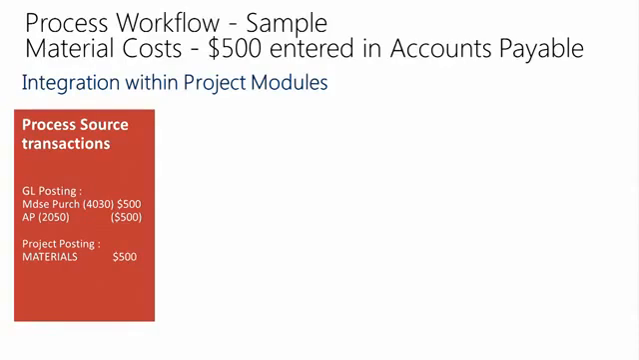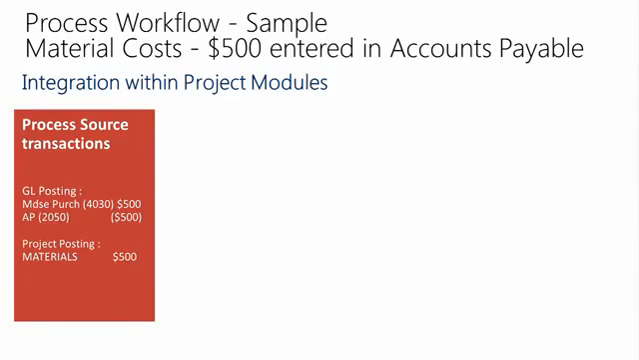Whereas in General Ledger, we're tracking profit and loss at a company level, we want to track that same profit and loss at a job level. So that's what project is going to offer us when we review the data. So here's an example of how a material cost will work through that workflow we described before.